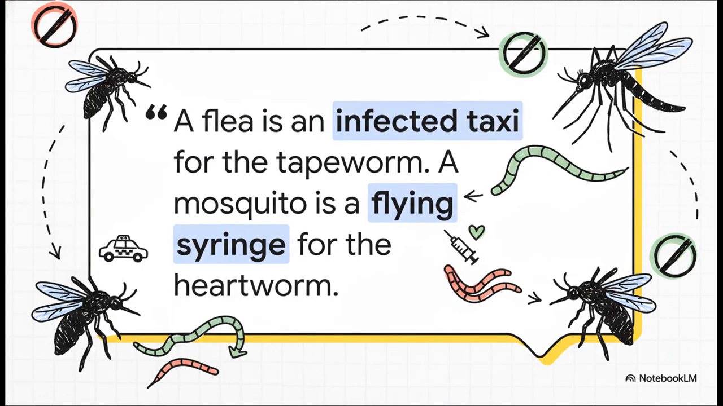I love this analogy. Let it sink in. A flea isn't just a nuisance. It's an infected taxi for tapeworm. A mosquito is literally a flying syringe delivering heartworm. This is why controlling these vectors isn't just an afterthought. It is a core part of internal medicine.